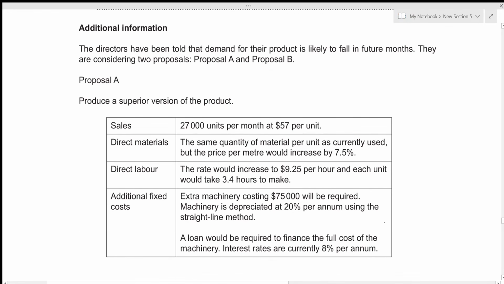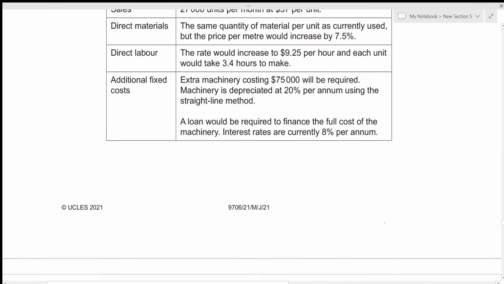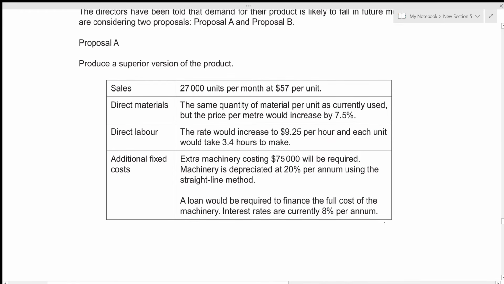So we're given additional information. The directors have been told that the demand for the product is likely to fall in future months, and they are considering two proposals. So we're given the information regarding proposal A, and we need to calculate the monthly profit to be made from proposal A. So we can just repeat the entire process that we did in the fifth part of this question. We're going to make a budgeted marginal cost, but considering all of this information now. So we will be using the sales information and the direct costs as well as other fixed costs from this table. So let's first start with the revenue.